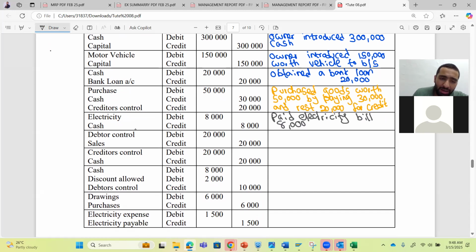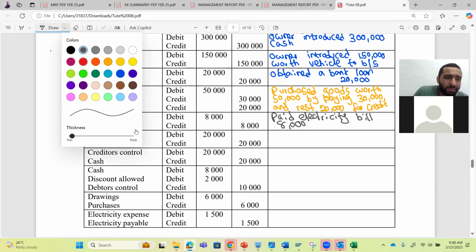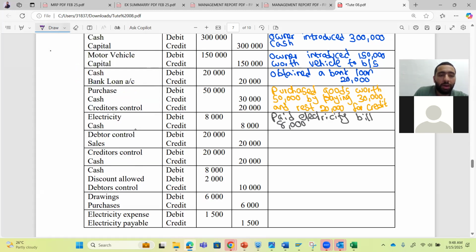Debtors control, debit, sales, credit. What is this? This is also very easy. Can you all please tell me what is this? Let's pick a good color. Right, what is this? Yes. Your debtors increase, and sales also increase. Sold goods worth 20,000 for credit. You sold on credit. Right?